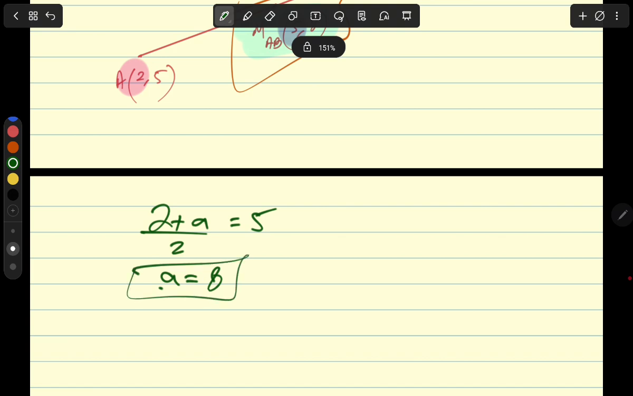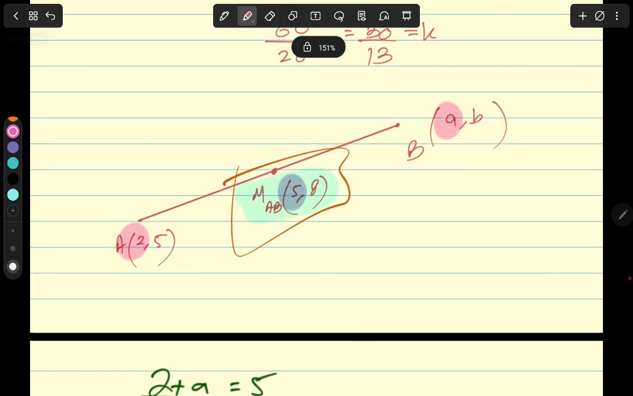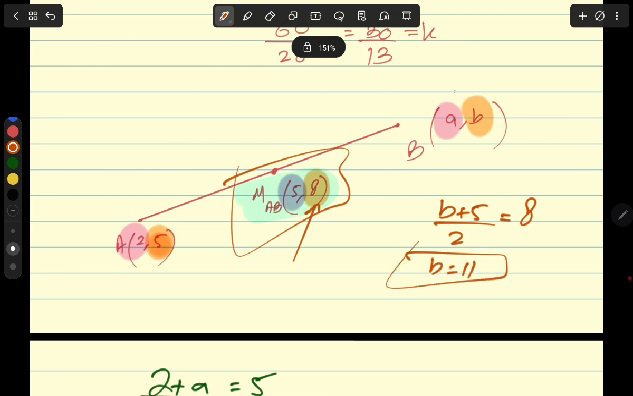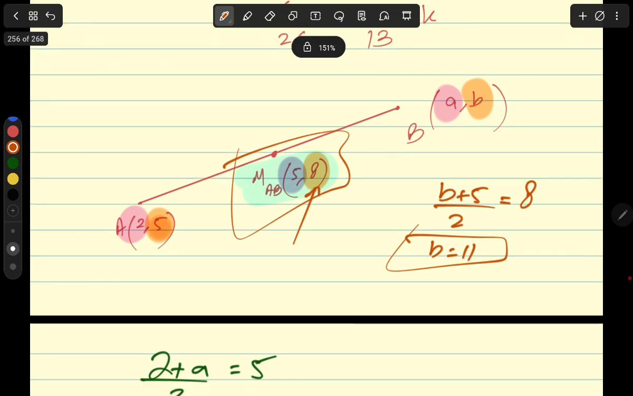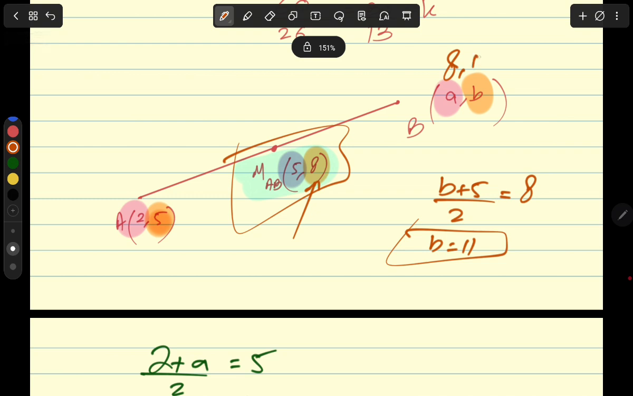Right? Very simple. Similarly, this 8 right here, let me highlight it, must be the average of this b and 5. So what am I going to do? I'm going to take the average of b and 5, which is (b + 5)/2, and equate it to the midpoint y coordinate, which is 8. So b is going to be 11. So simple. So a comma b is going to be equal to 8 comma 11, and that's it.